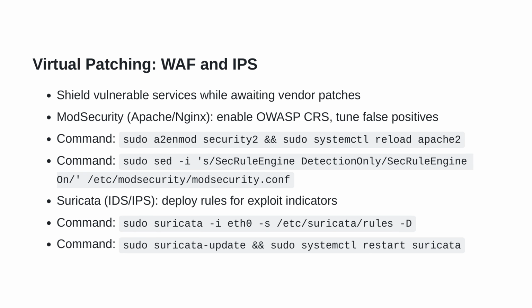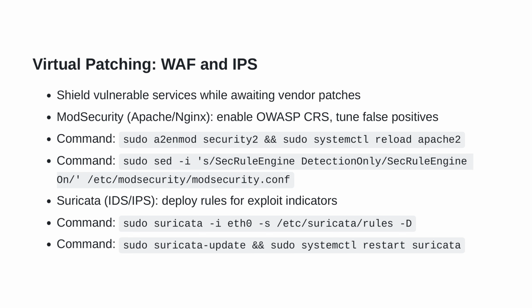Virtual patching buys you time by placing controls in front of vulnerable services so you can reduce risk while waiting for a vendor fix. Two go-to tools are a web application firewall and an intrusion prevention system. For web apps, ModSecurity with the OWASP Core Rule Set is a strong baseline. Start in detection mode to tune out false positives, then switch to blocking.